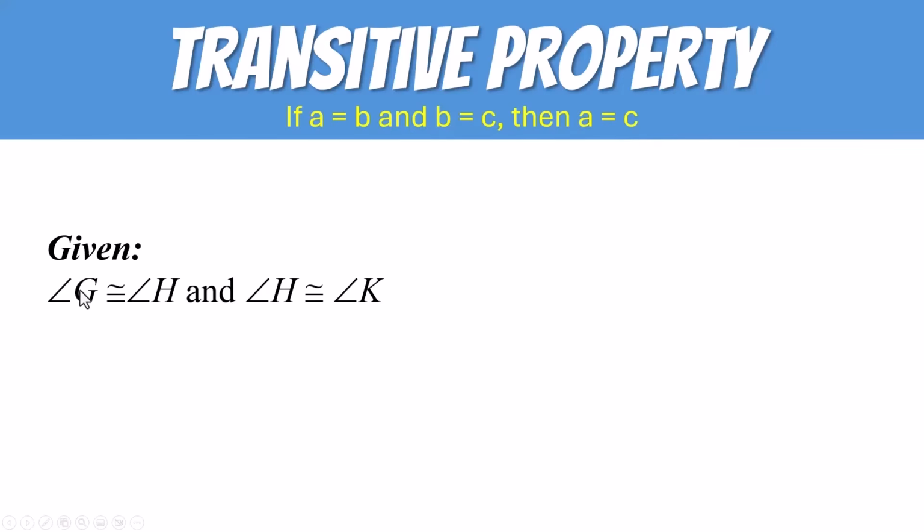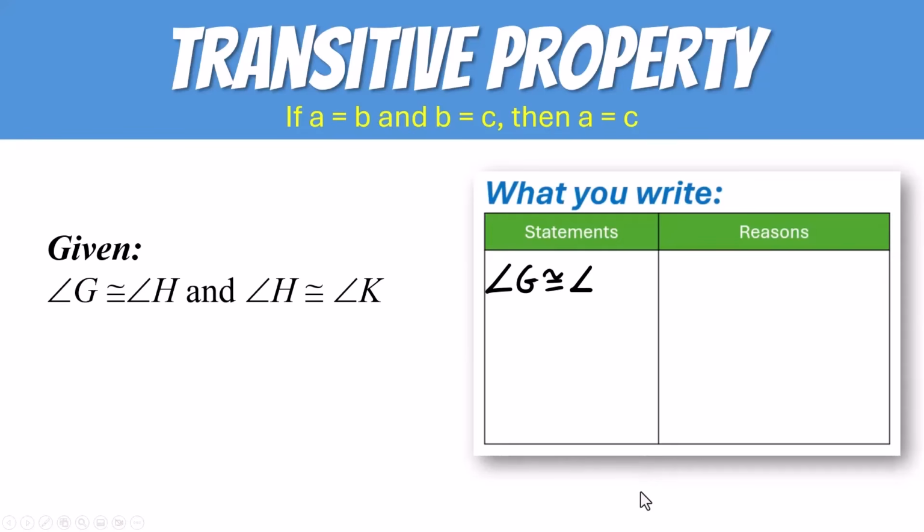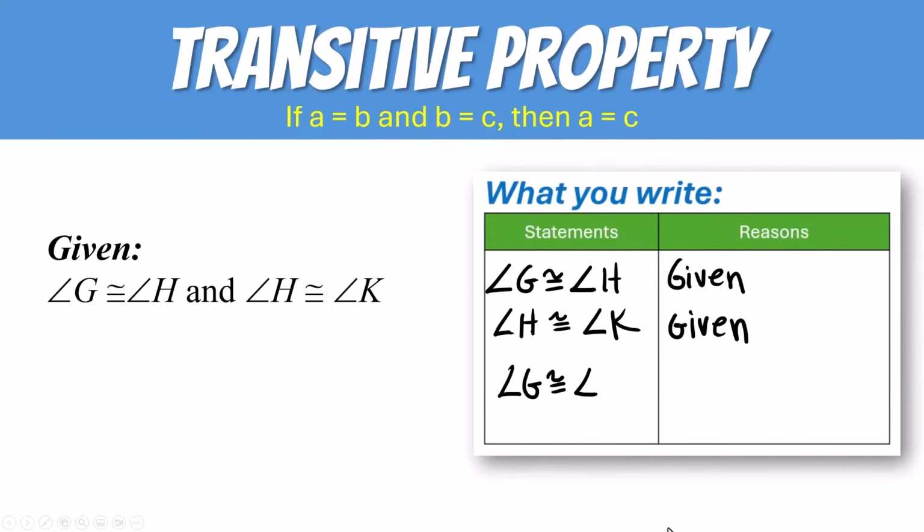We've got angle G is congruent to angle H, and angle H is congruent to angle K. So in a proof, you're going to write down your given information. So if A equals B and B equals C, then A equals C. It's a property of equality. In this case, we're talking congruence. So if G is congruent to H and H is congruent to K, then G is congruent to K, and we'll call that the transitive property.